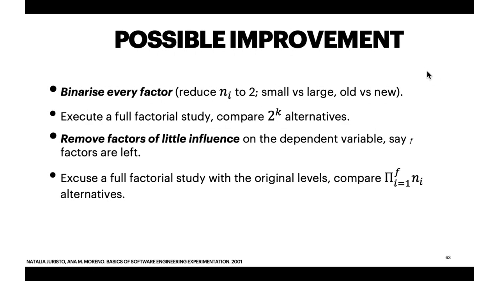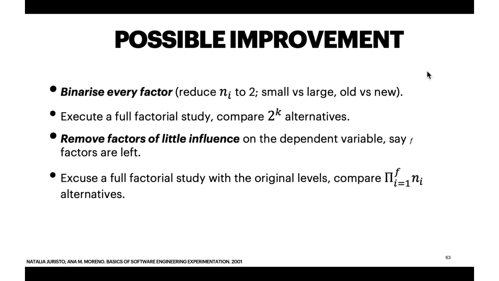Instead of distinguishing between systems of different ages, we can just focus on old versus new. Then we can execute a full factorial study on this binarized data. So this essentially means that we need to compare 2 power k alternatives, where k is the number of factors. 2 power k is still huge, but it somehow sounds better than n power k.